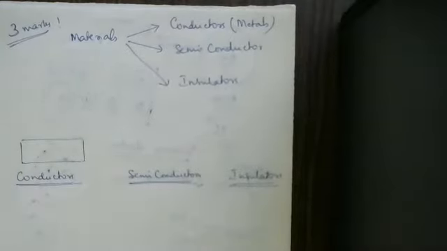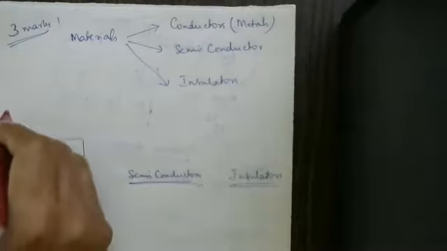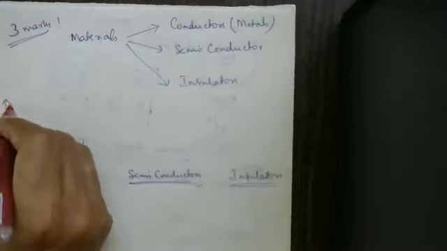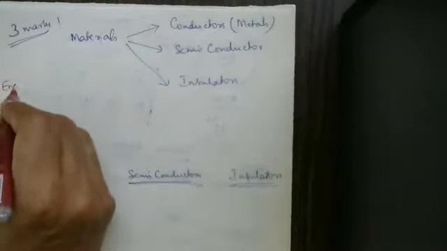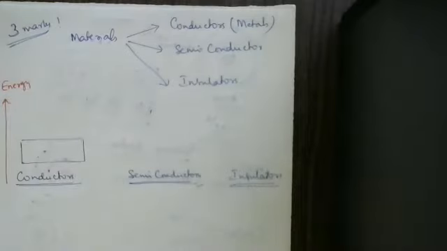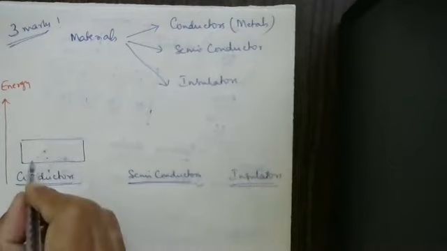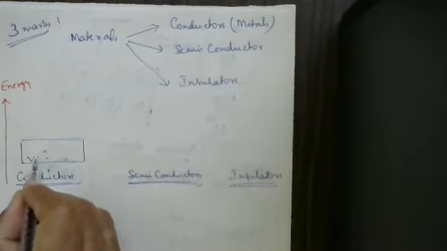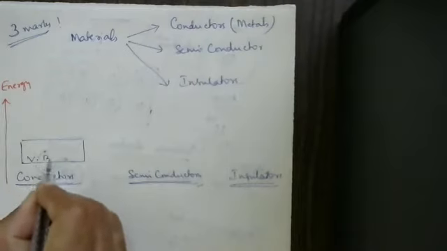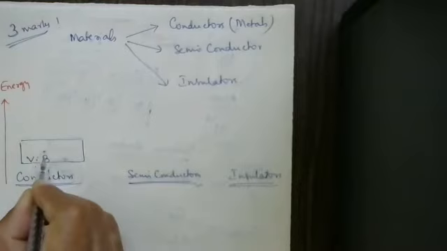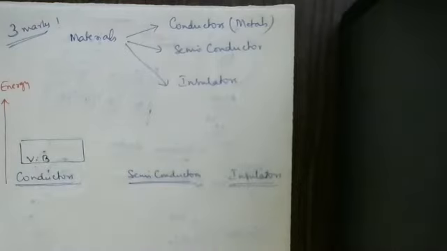Like this, we are plotting the energy. On the Y-axis we are putting the energy. I told you already, the energy of the valence band is less. The energy of the conduction band is above this, because the energy of the conduction band is more and the energy of the valence band is less. This is the valence band. Shall I write VB? VB represents valence band.